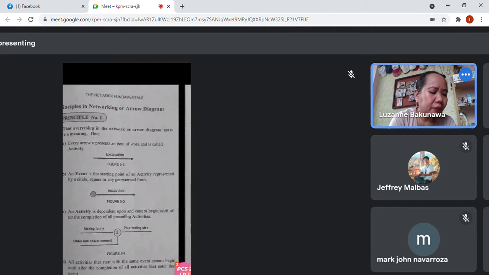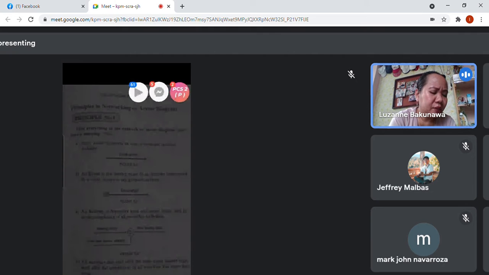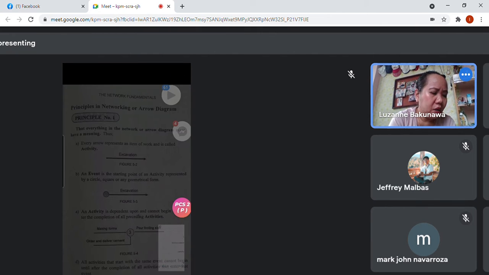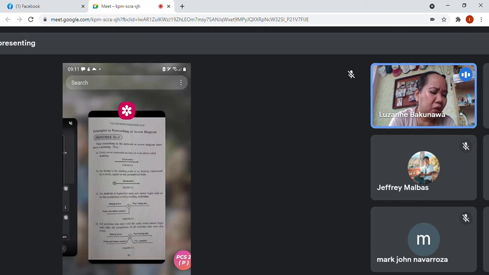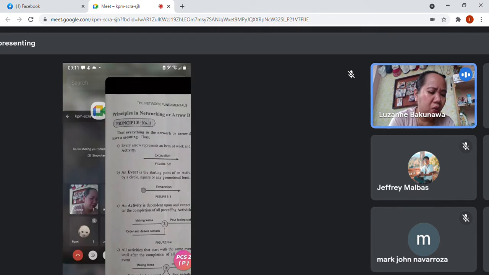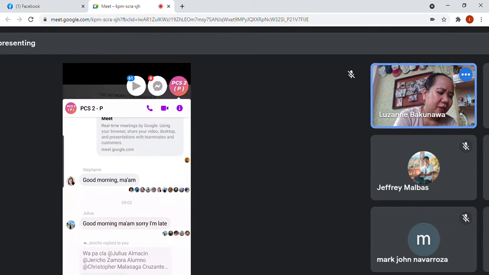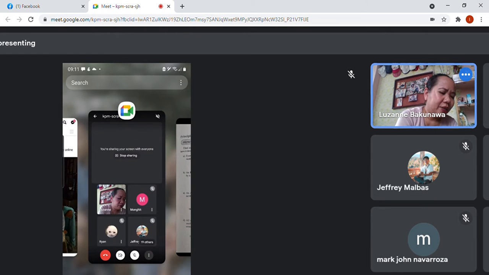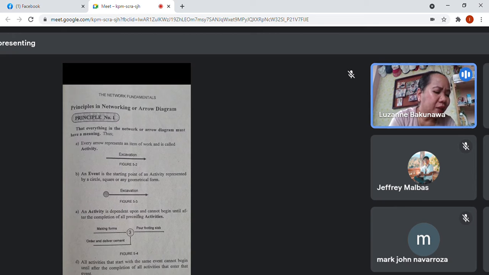Then all activities that start with the same event cannot begin until the completion of all activities that enter the event.